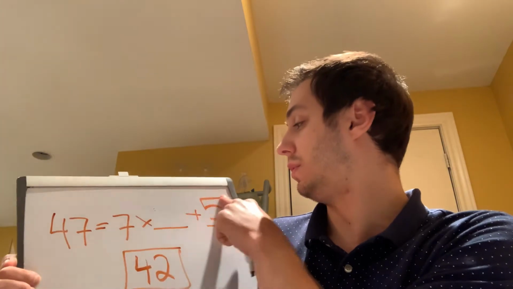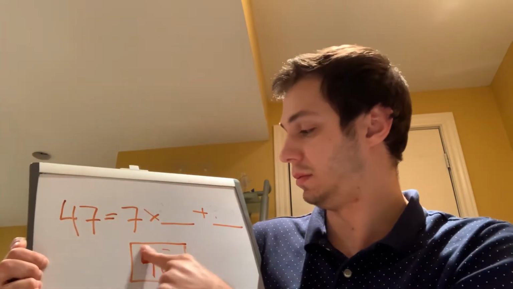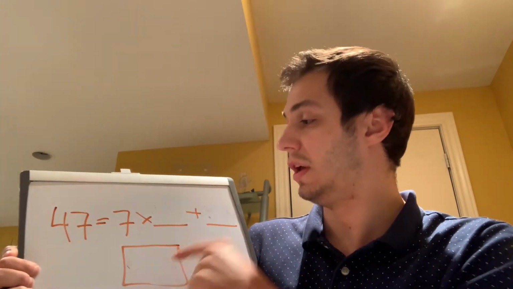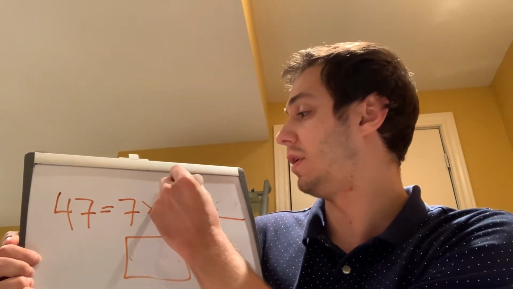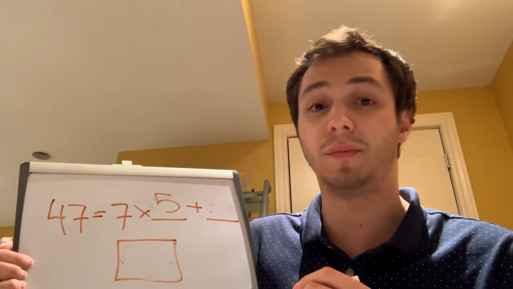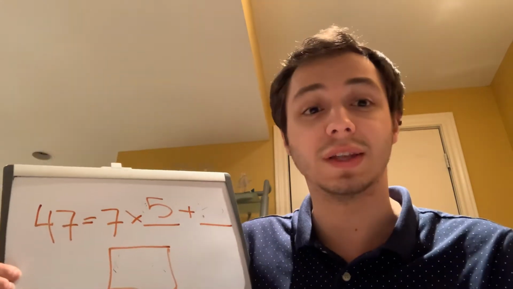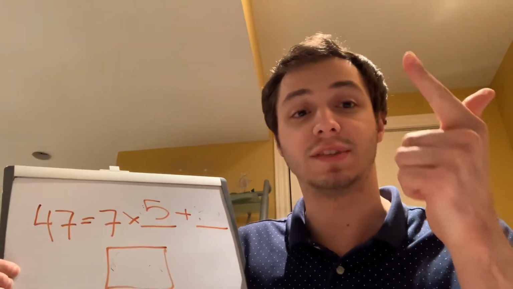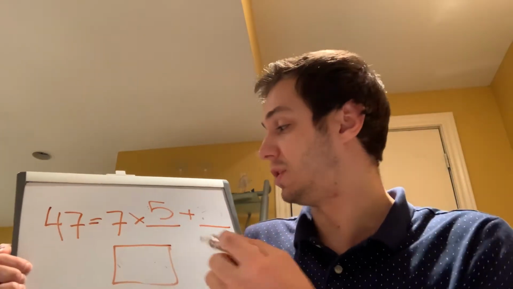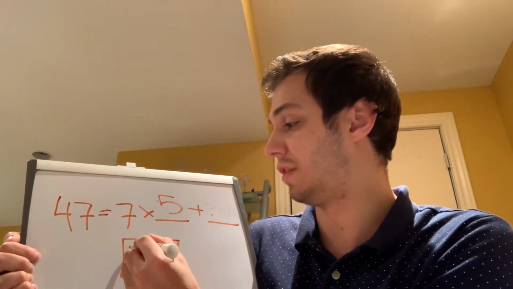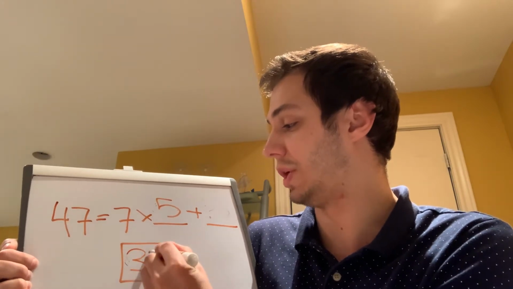For example, let me write this. If we wanted to do 7 multiplied by 5, right, that will give us a number less than 47. We can skip count by 5s. 5, 10, 15, 20, 25, 30, 35. Right, so we know that 7 times 5 is 35. So I'm going to write that number in the box.